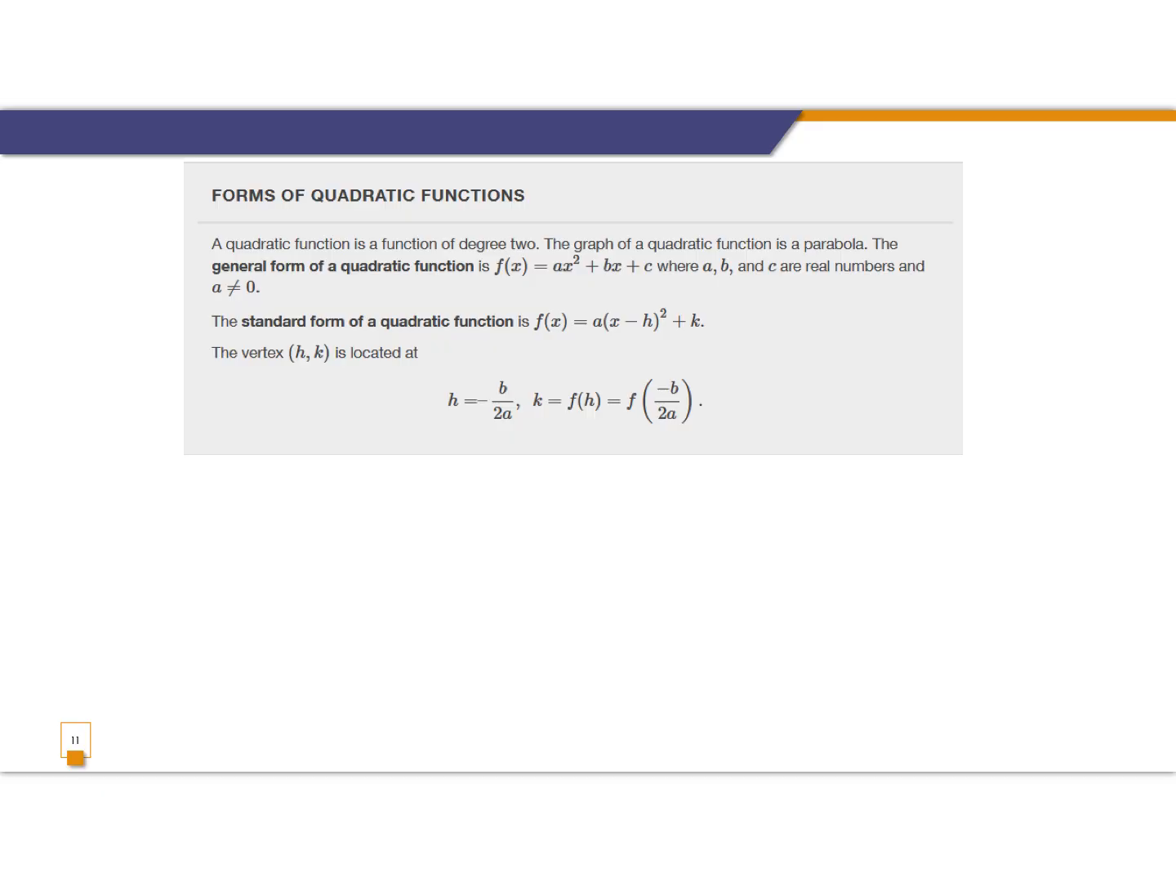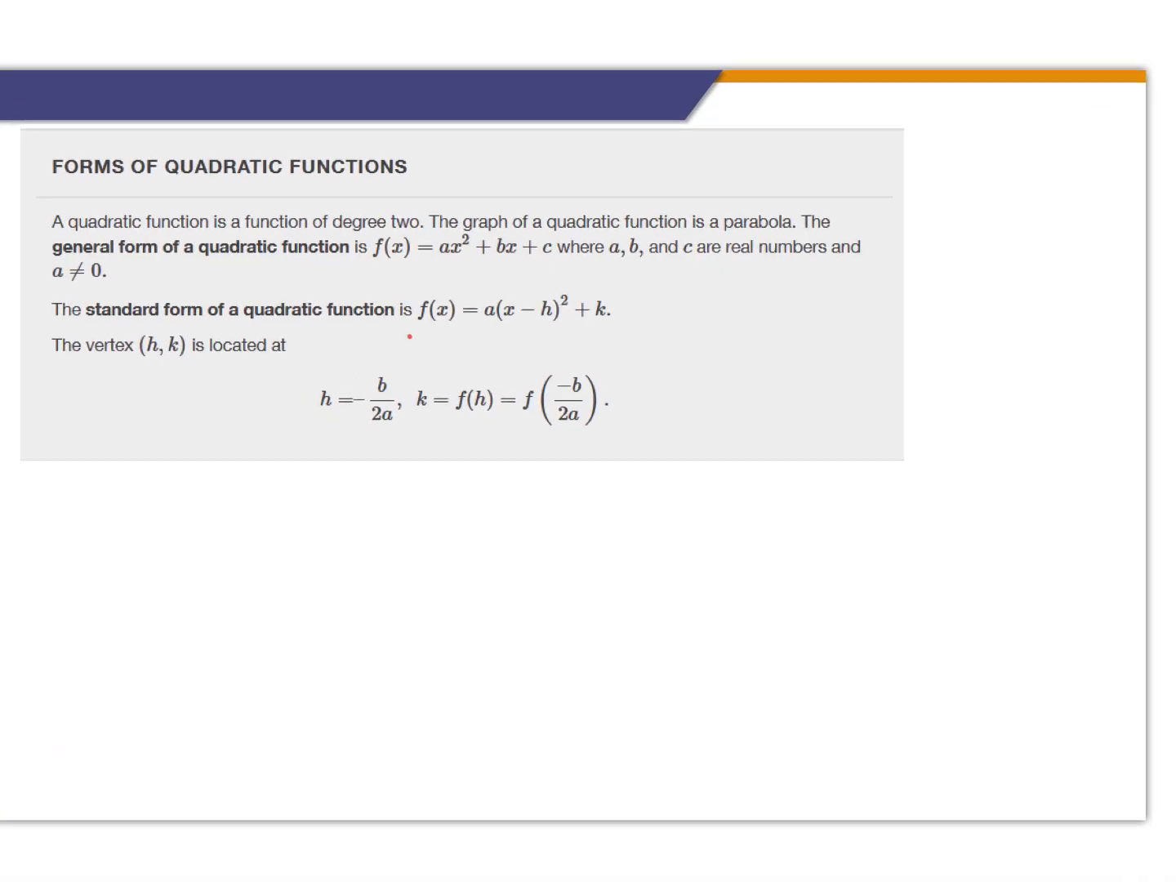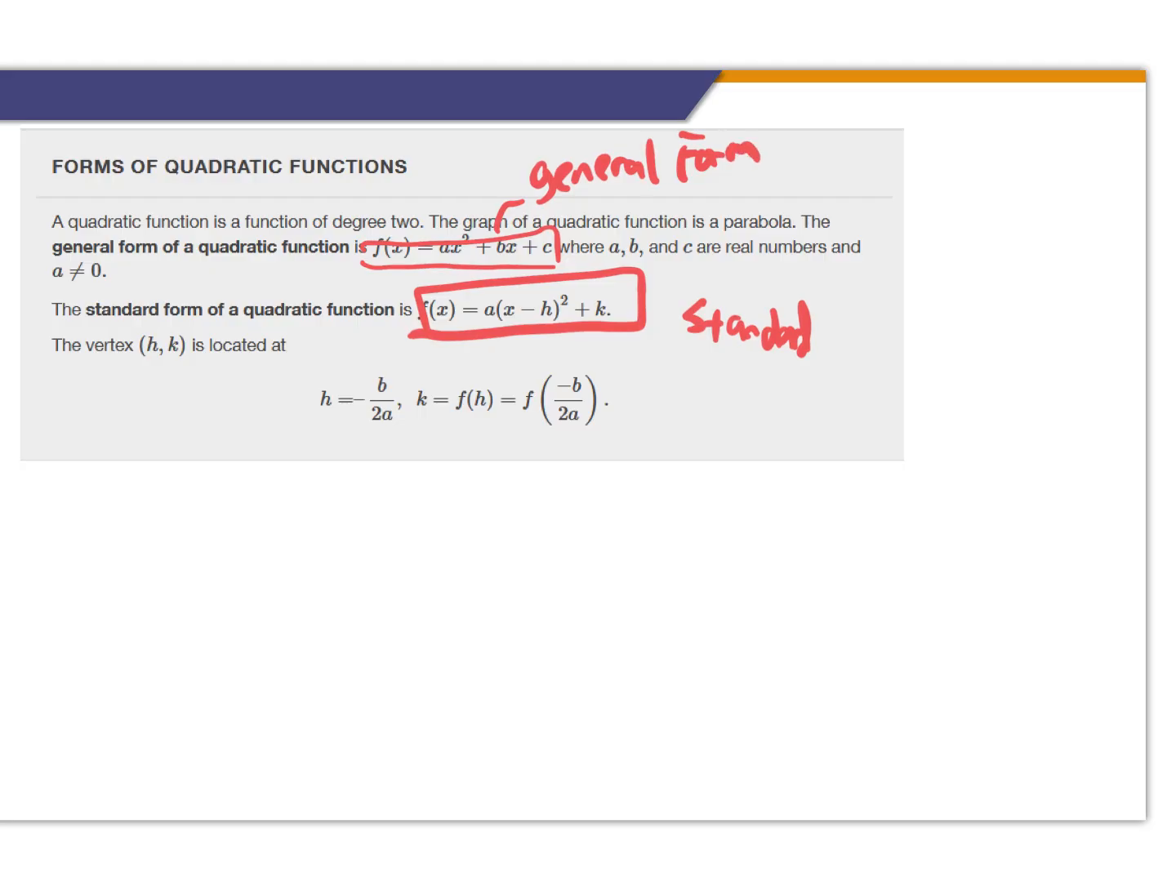Start talking about the two different forms of quadratics, which we already did. We talked about this standard form, giving a preview. Standard. And this one was the general form. This was that I told you about, the opposite of b over 2a. That's how we find the line of symmetry. It's also the first place of the vertex.